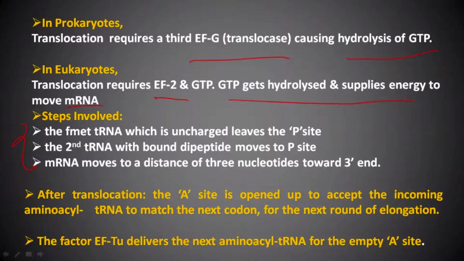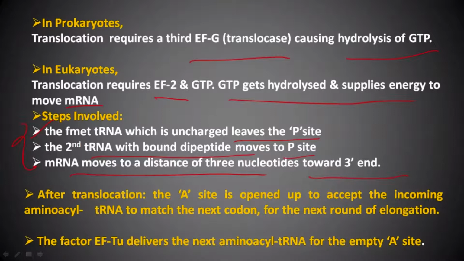That is, in prokaryotes formylmethionine tRNA will be there, whereas in eukaryotes it is not formylated, which is uncharged. It leaves the P site. Then the second tRNA, bound to the dipeptide, moves to the P site. Then the mRNA moves a distance of 3 nucleotides towards the 3' end.